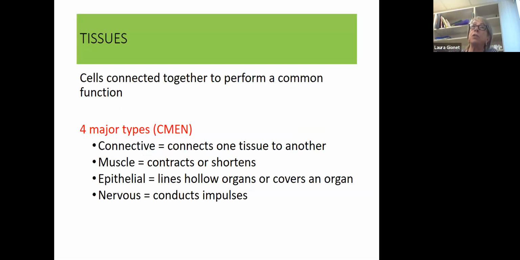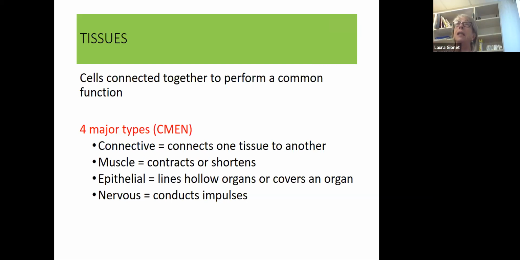Tissues are cells that are connected together to perform a common function. So you might have different cells, but they're found in, let's say, a certain type of tissue, like muscle tissue. We have 4 major categories of tissues, and we will come back to this when we actually cover tissues, which will follow the cells chapter.